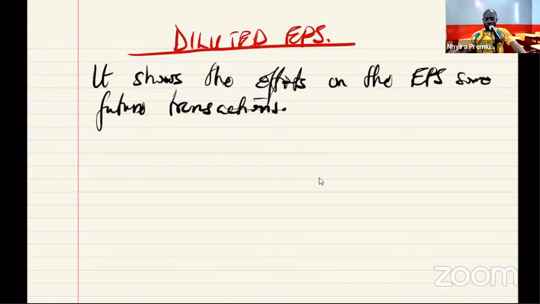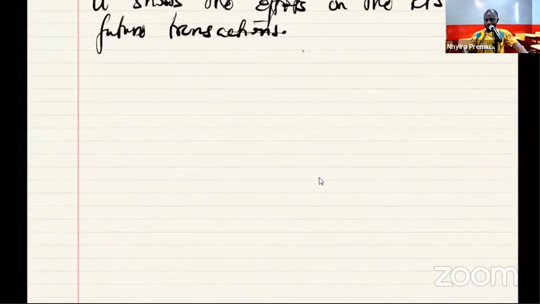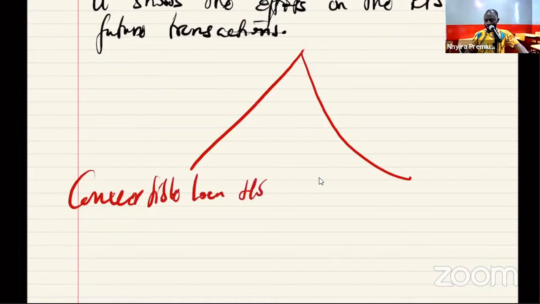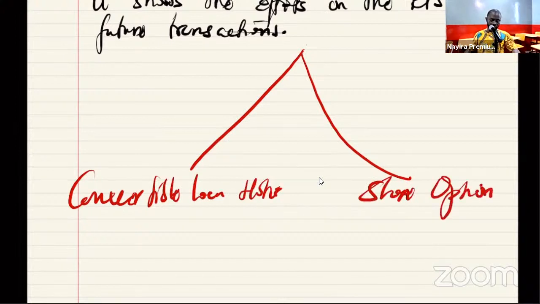Now, when we say some future transactions here, there are two of them that we will be looking at. The first one is when there are convertible loan notes. And the second one is when we have a share option.